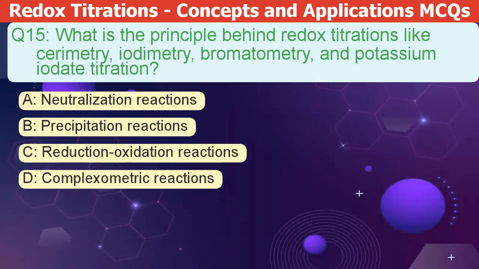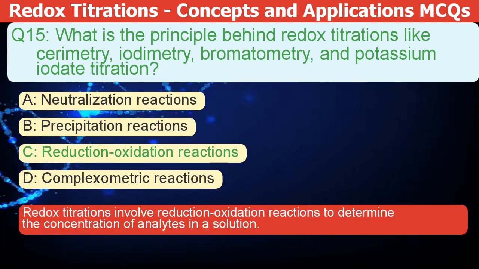What is the principle behind redox titrations like cerimetry, iodimetry, bromatometry, and potassium iodate titration? A. Neutralization reactions. B. Precipitation reactions. C. Reduction-oxidation reactions. D. Complexometric reactions. The correct answer is C. Redox titrations involve reduction-oxidation reactions to determine the concentration of analytes in a solution.